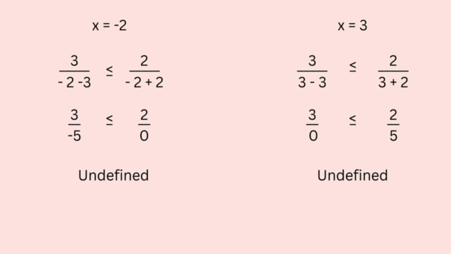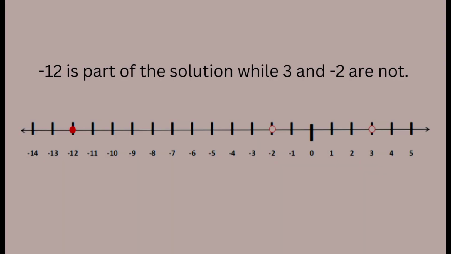Next, we're going to substitute the 3 to the original inequality. So 3 over 3 minus 3 is less than or equal to 2 over 3 plus 2. Next is 3 over 0 is less than or equal to 2 over 5. The answer would be undefined, making this number 3 not included in the solution.